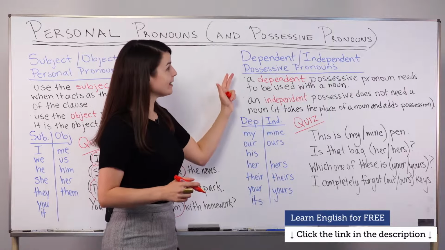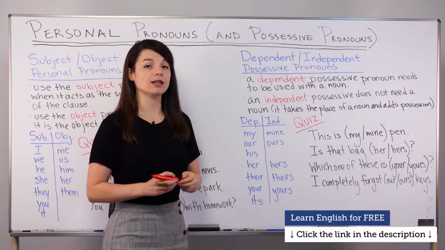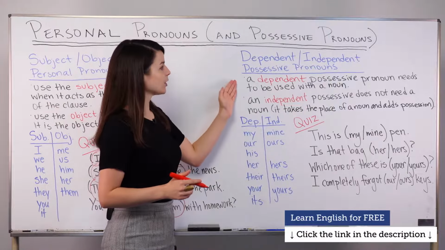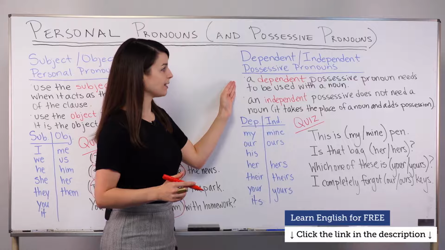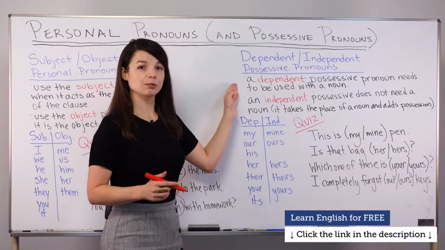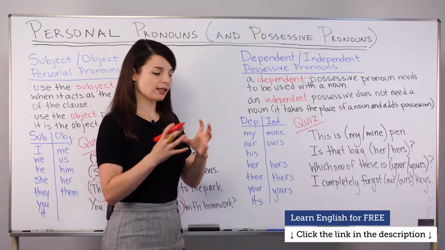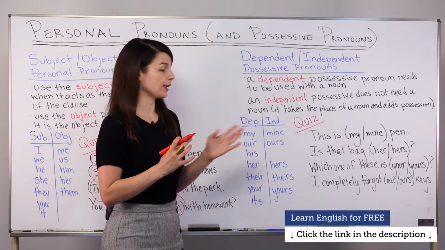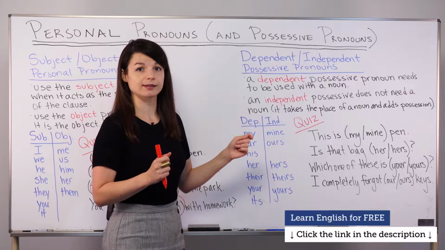These are dependent and independent possessive pronouns. So what does this mean? First, a dependent possessive pronoun needs to be used with a noun, together with a noun. You'll often see it just before the noun, as we'll see in some example sentences.